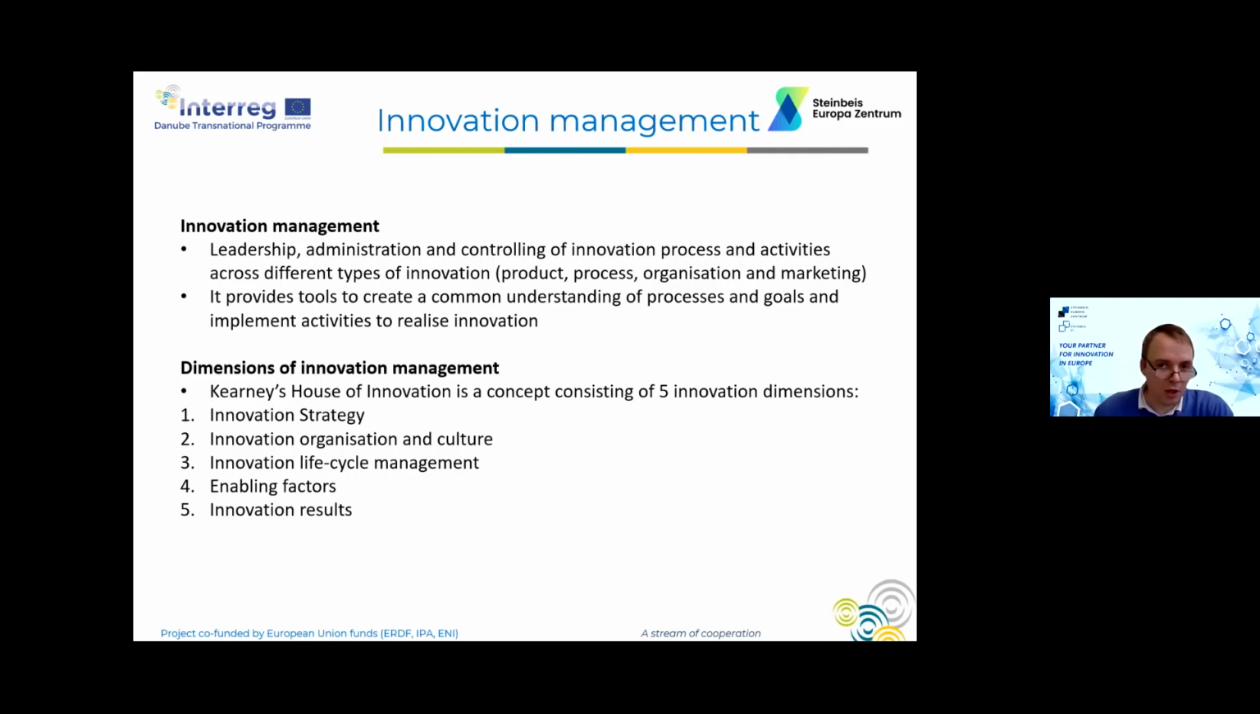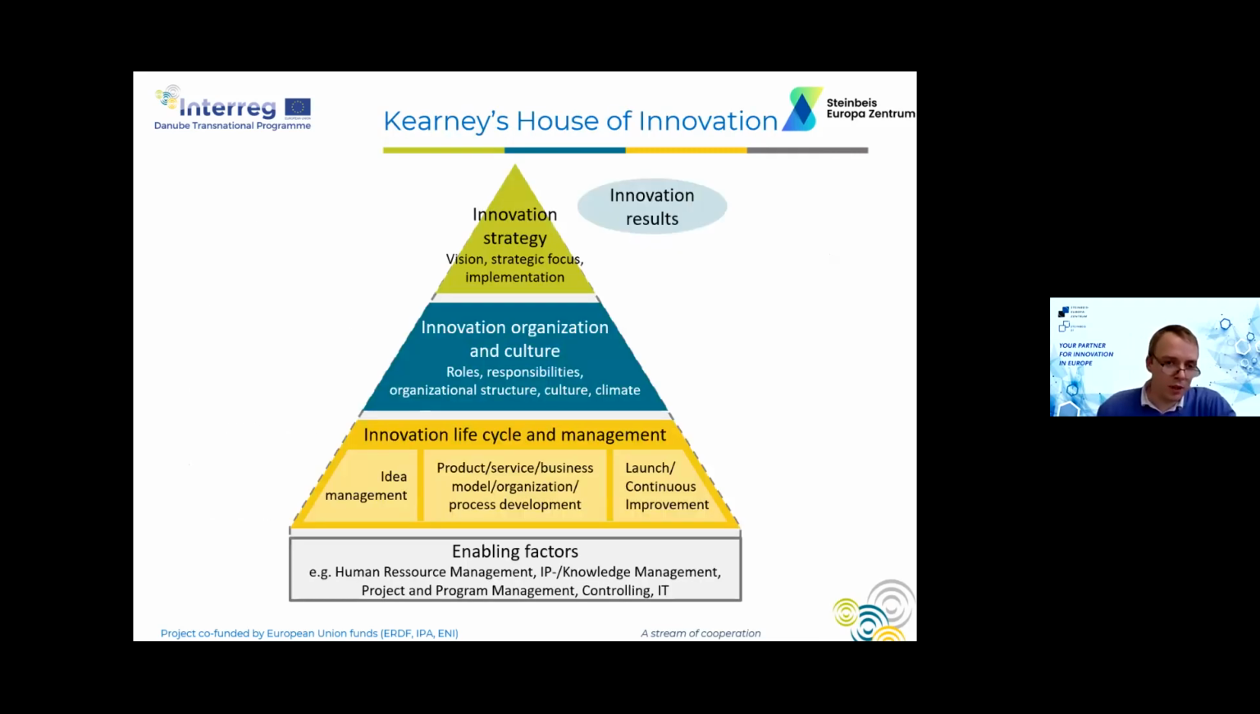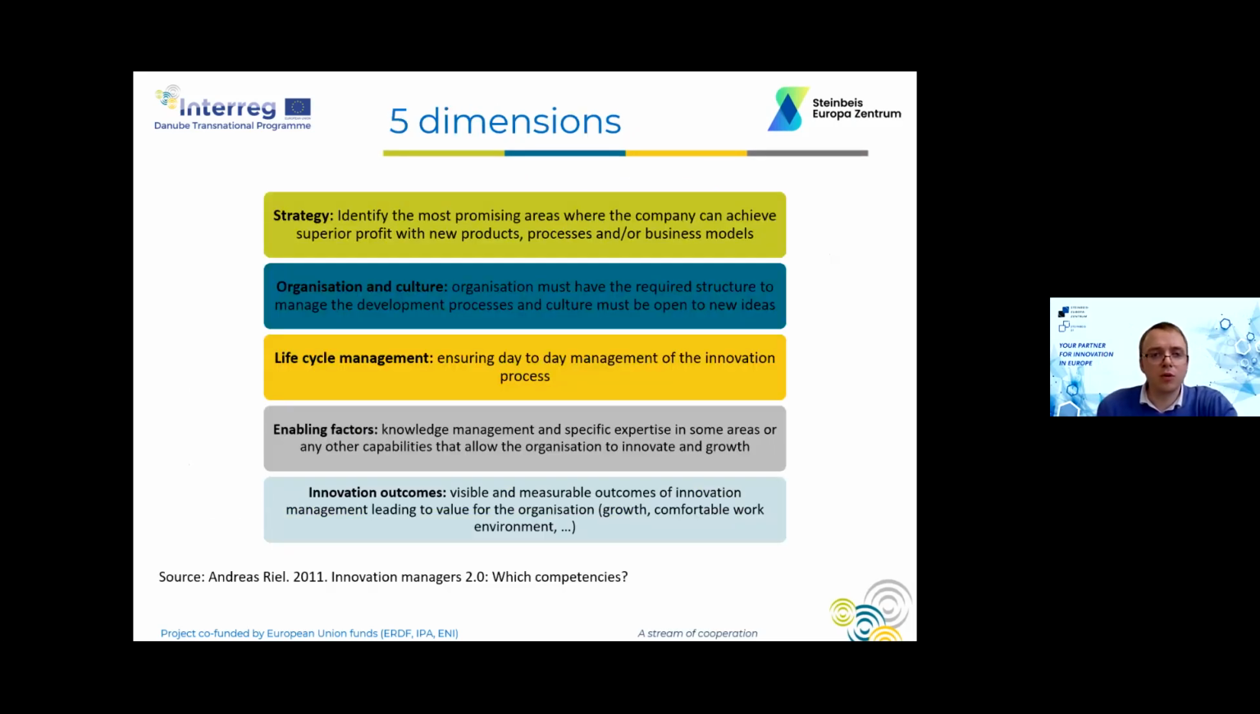All these dimensions are depicted in this pyramid here. You can see the innovation strategy at the top, the enabling factors representing the base or the ground of your innovation pyramid, and then the innovation results that revolve around your pyramid. Now I want to explain in more depth what these main dimensions are and what they represent.